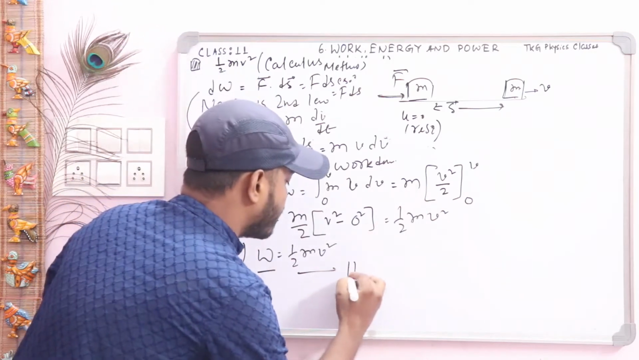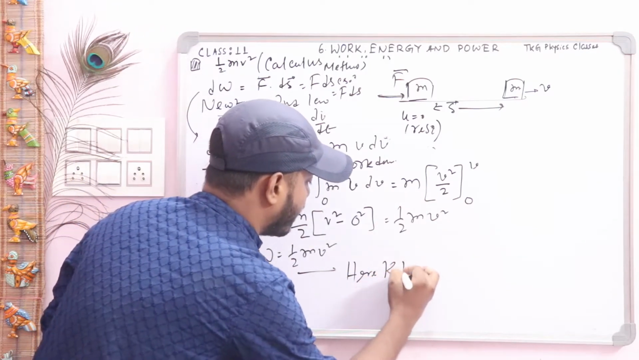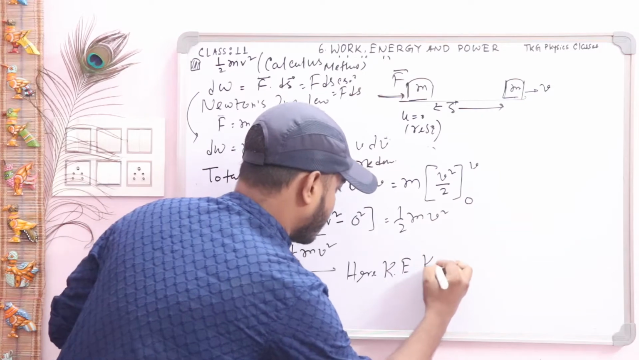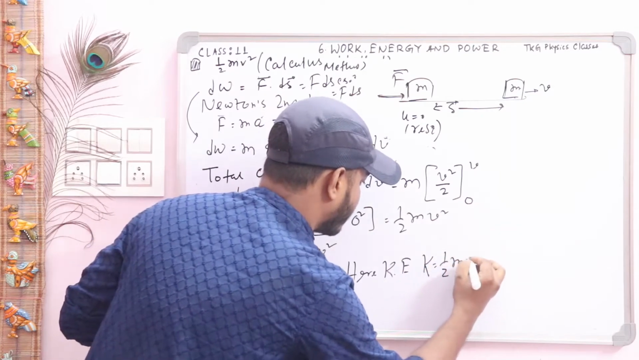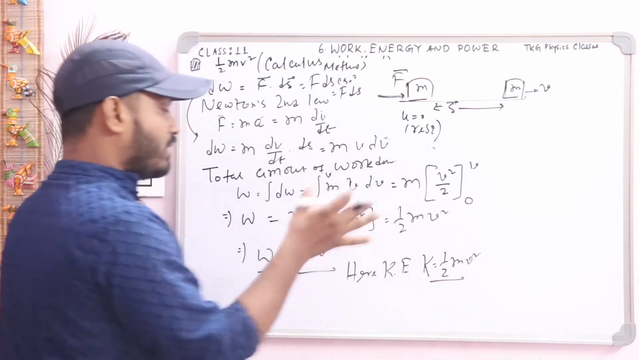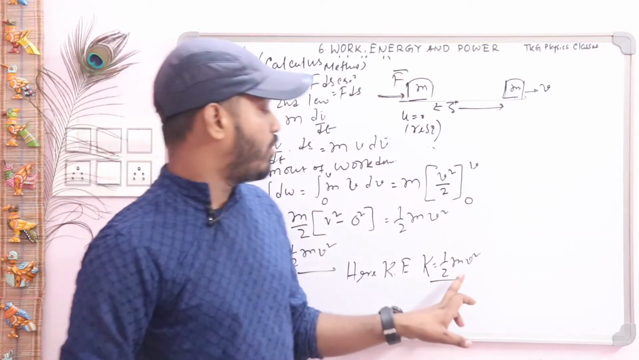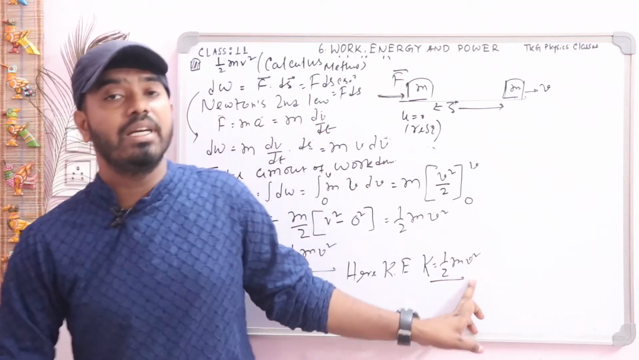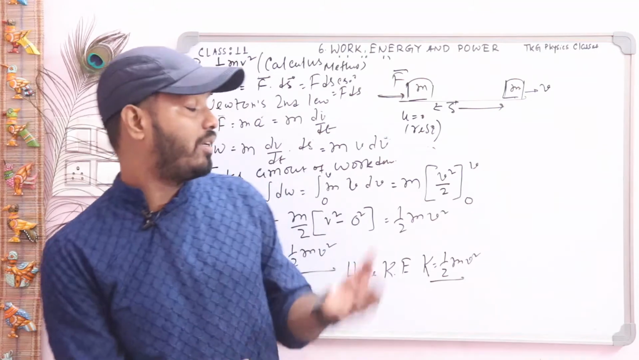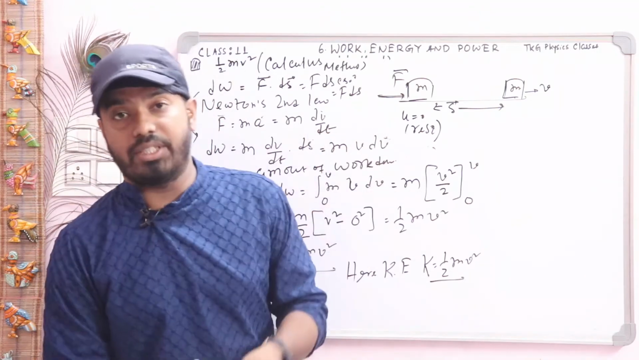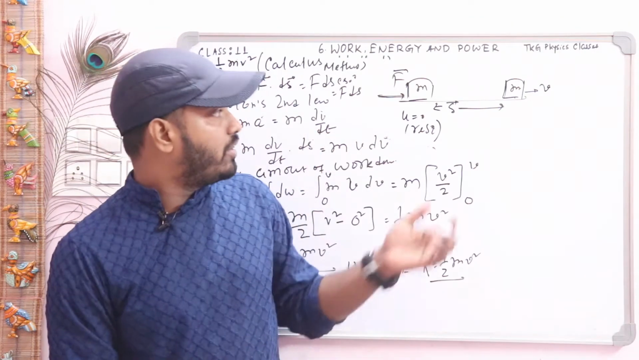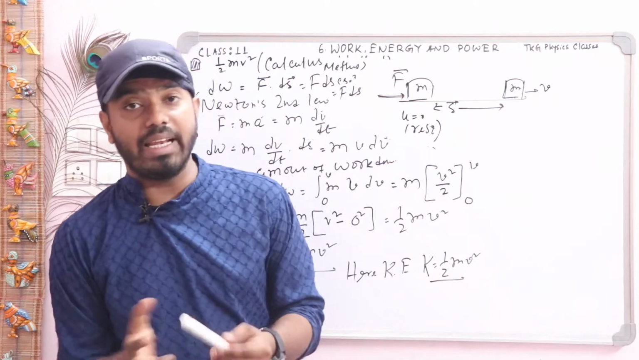So here kinetic energy K is equal to half mv square. Okay, so this is another proof of K equals half mv square, but this proof is by the calculus method. Here you are using integration. Okay, so this is all about the expression of energy.